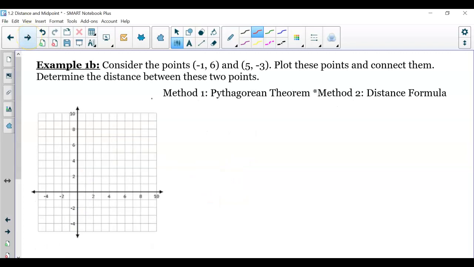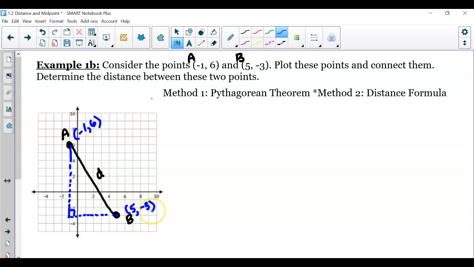So same thing here, but now I gave you the points. So let's go ahead and plot the point. So -1, 6. Let's label that A. And so point B is at 5, -3. So again, we're finding the distance between these 2 points. So again, creating that right triangle. Let's go ahead and get those distances of our right triangle. So again, we have -1, 6 here, and we have 5, -3.